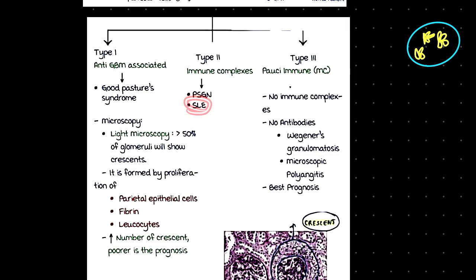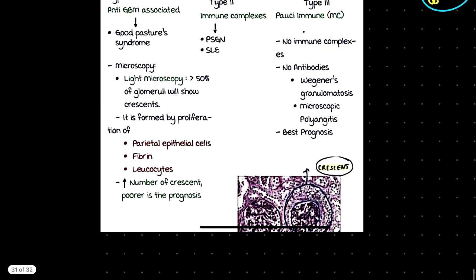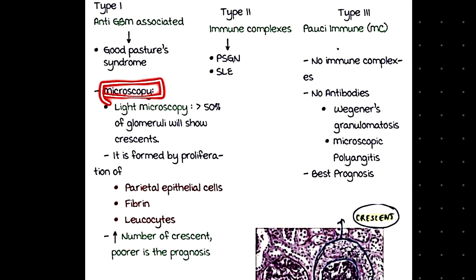And another is our SLE. Similarly, talking about type 3, that is our Pauci immune, right? What is this Pauci immune? That means no immune complexes, no antibody. And the good examples are our Wegener granulomatosis and our microscopic polyangiitis, right? In Wegener's granulomatosis there was positivity of C ANCA, whereas in microscopic polyangiitis there was positivity of P ANCA.